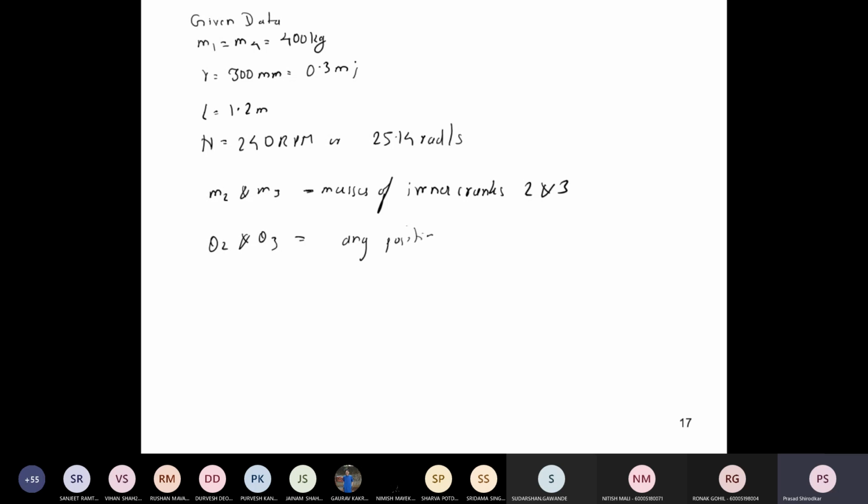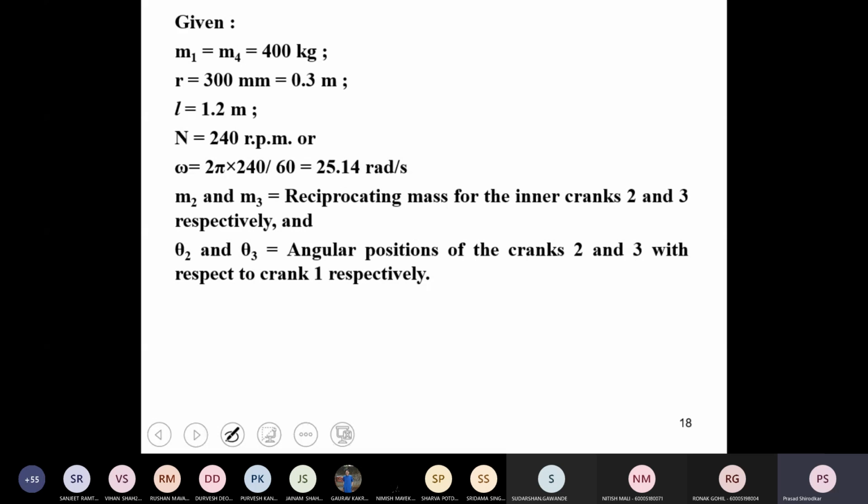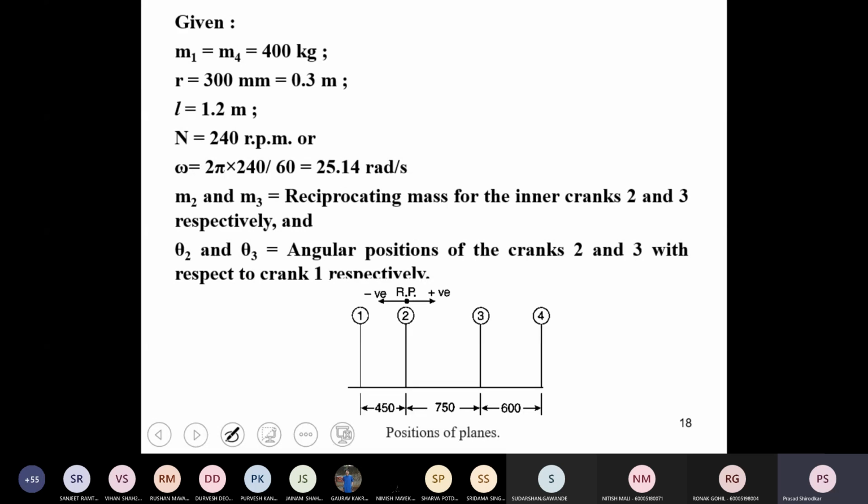Alright, so you have 4 masses, 1, 2, 3 and 4. 1 and 4 are at an angle of 120 degrees and for 2 and 3 you have to find M2 and M3 and theta 2 and theta 3. So this is how the question is set up. Now the first step is to prepare the table.